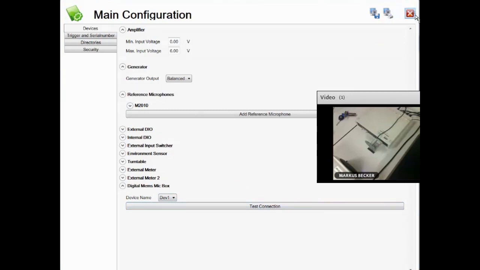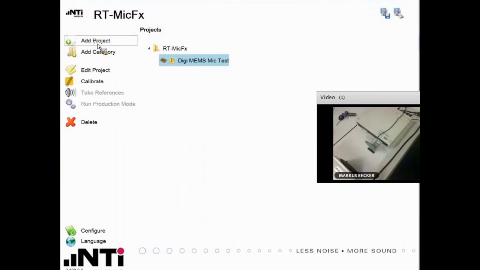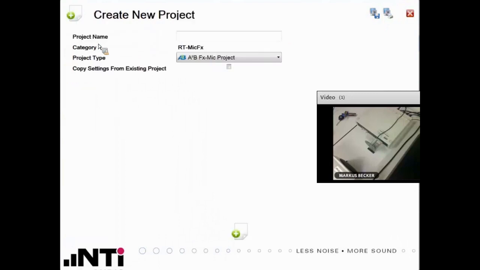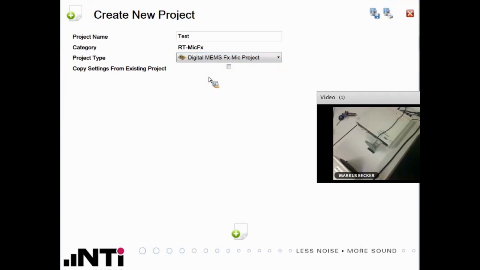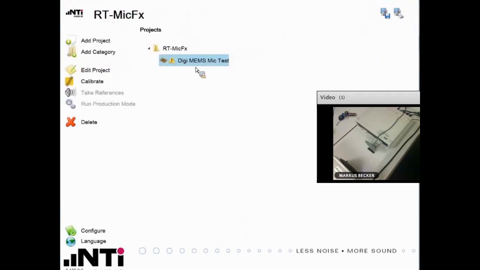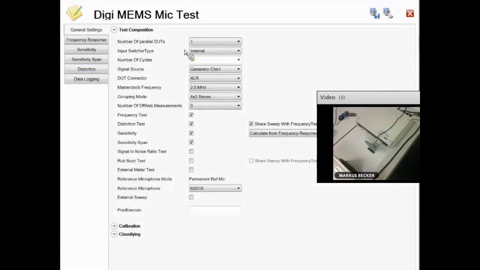Next step is to add a project, to create a new project. We can label it the way we want, and we select the project type. In that case, it would be Digital MEMS MIG project. Well, I have already done that, so I just cancel here, but I will now show you the parameters of this predefined test project. We have one device under test.